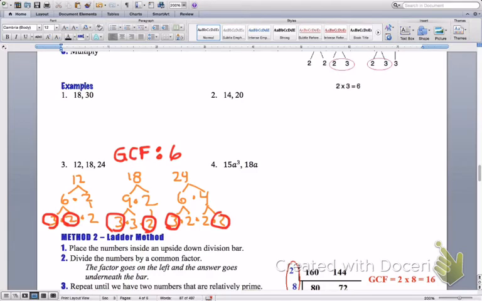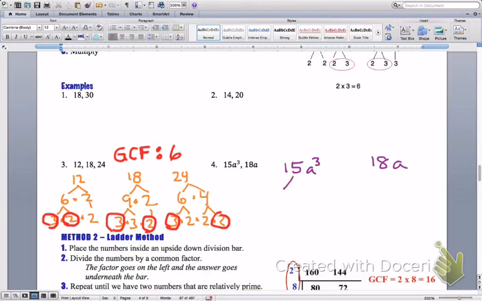Let's get into our last example, which is 15a cubed and 18a. So we can be finding common factors from expressions that have variables as well. It works the same way, so don't be too confused by it. Let's go ahead and look at an example and it'll make more sense. And then we have a cubed and a.